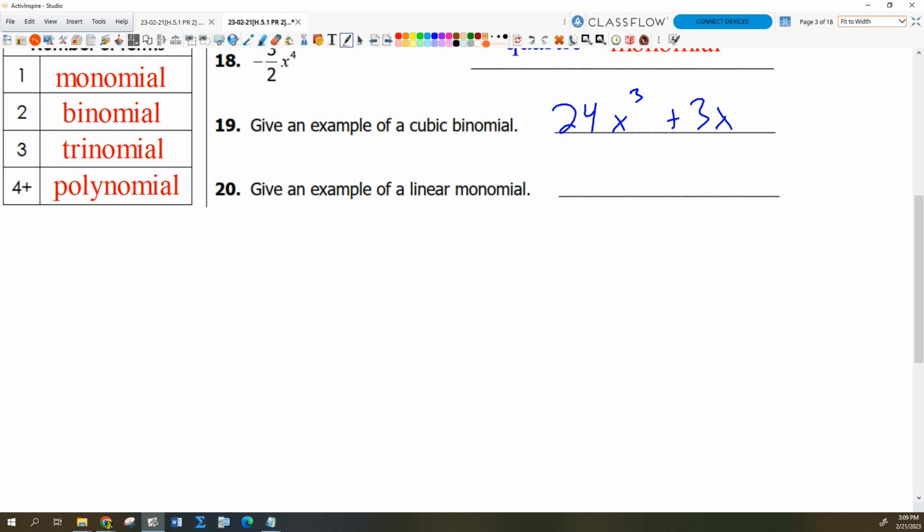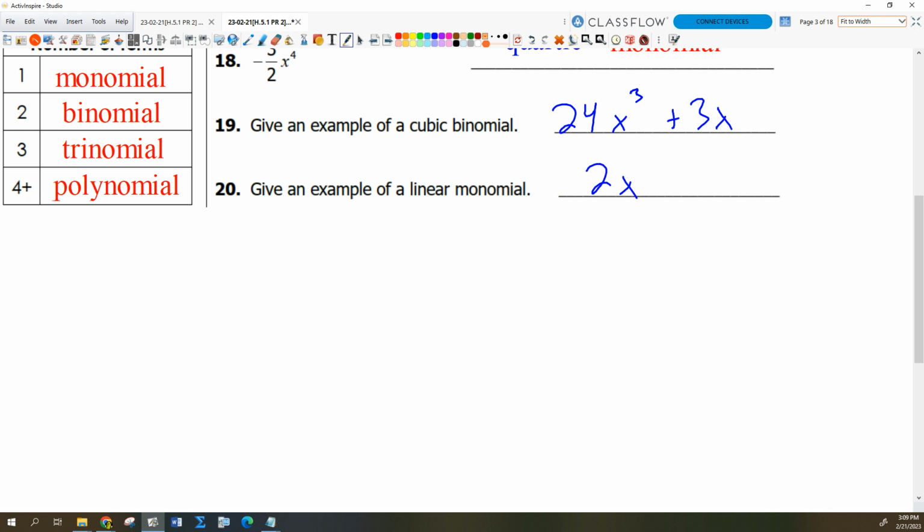That good? Okay, Sophia, how about a linear monomial? Yeah, that's it, 2x. Yep. Okay, good. Makes sense?